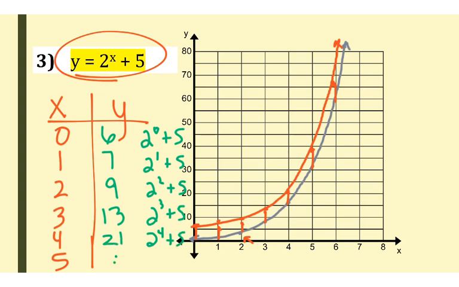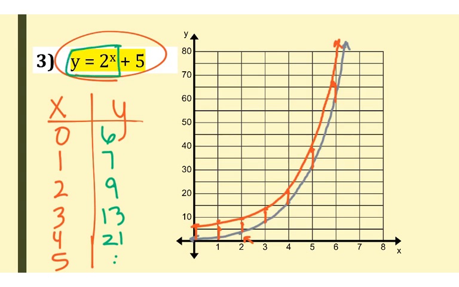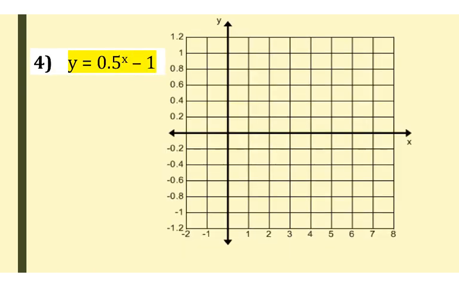And so you certainly can make a table. But I wanted to show you this so that in case you remembered what we know about our exponential equations, this just means it's going to lift up 5. Everything's going up 5 units. Okay, let's try the same thing with number 4.